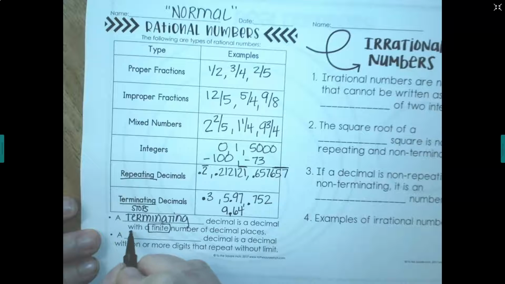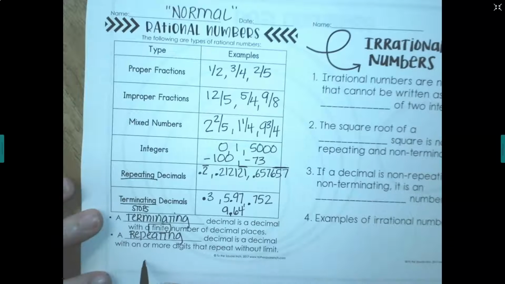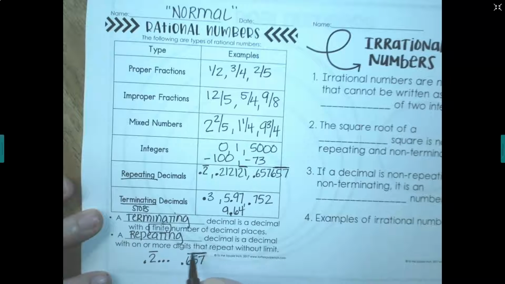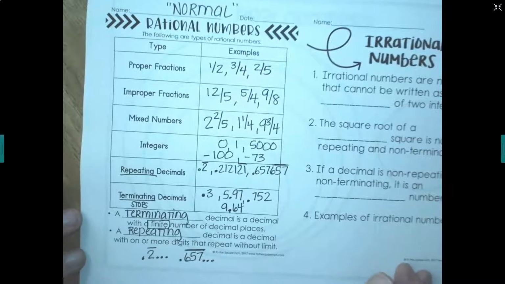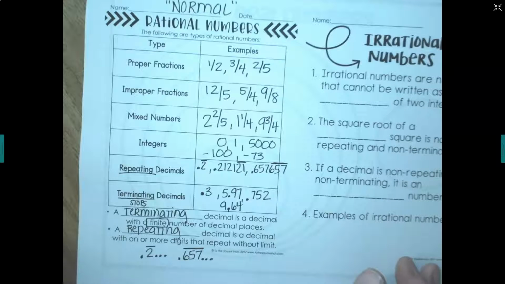And then a repeating decimal is a decimal with one or more digits that repeat without limit. So we could say 0.2 and then you'll have the ellipses, meaning that's going to go on forever, but it's going to be this forever and ever and ever. 0.657 with a line over it, meaning it's just going to repeat forever and ever. 0.657, 657, 657. Okay, so these are rational numbers.